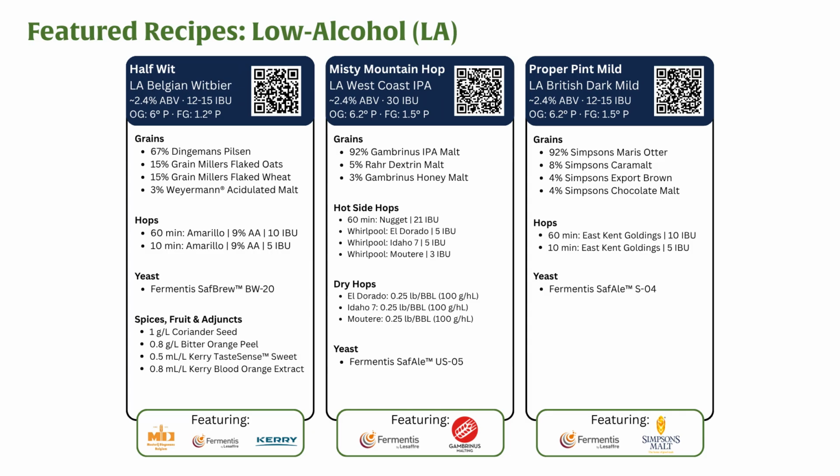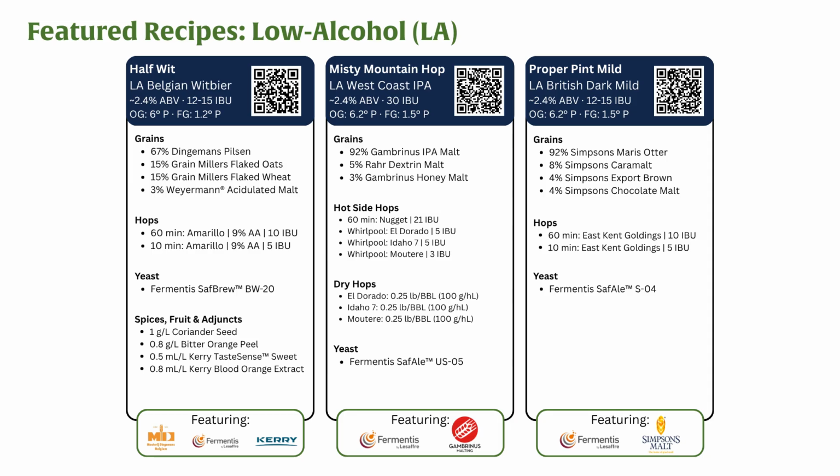So then we'll move into the next one, which is our Misty Mountain Hop, low alcohol West Coast IPA, which we had to have an IPA recipe, right? We had to have an IPA recipe, and for those of you who are not as old as I am and maybe didn't grow up listening to Led Zeppelin, I hope you recognize that Misty Mountain Hop is the name of an awesome Zeppelin tune. So that's where the name came from.